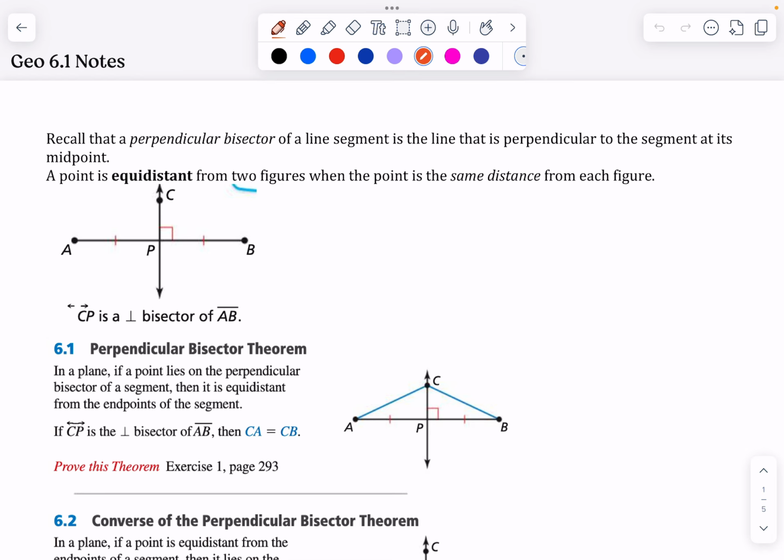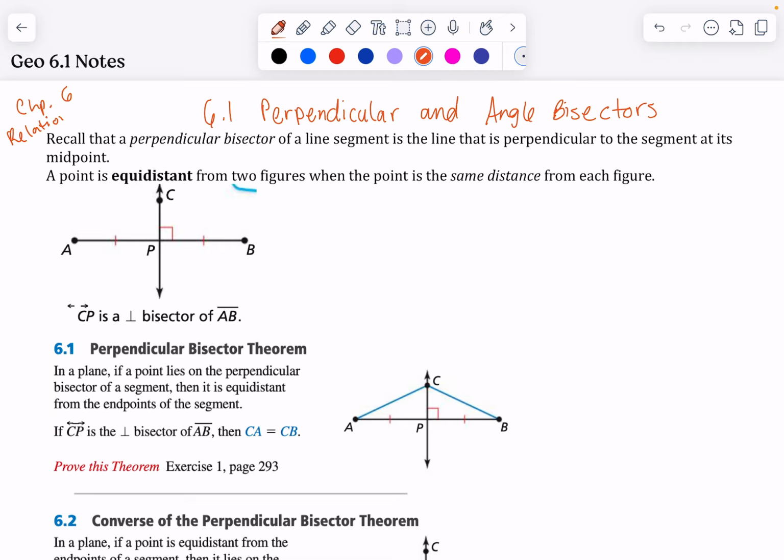Good morning, everyone. Today we're going to do 6.1, which is perpendicular and angle bisectors. If you want to write the title of the chapter on your notes, this is chapter 6, and it's titled Relationships Within Triangles. Okay.